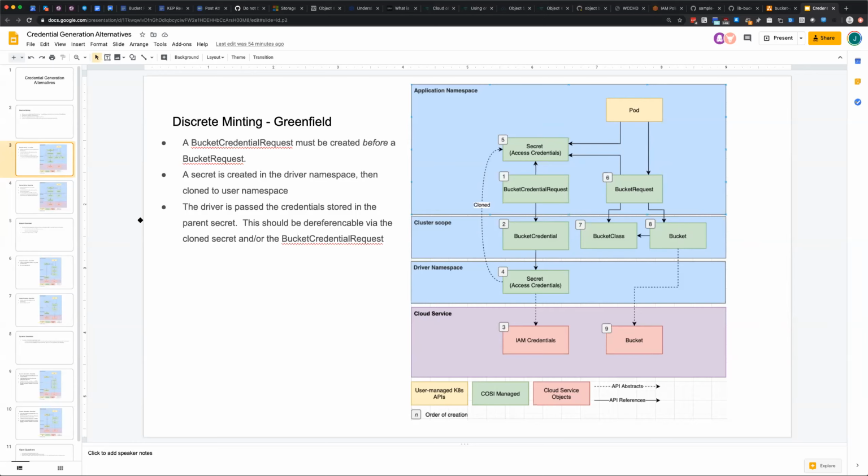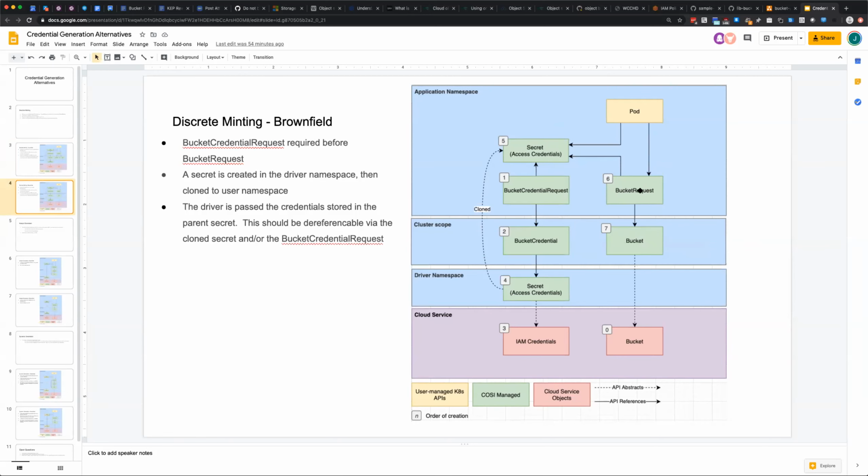So in the brownfield case, I don't really have a need for the bucket request, in my head. This is how I was thinking about it. If my bucket credential is for access to a bucket, then I would just reference that bucket directly. It would make the bucket request kind of redundant. And the way I saw it was that greenfield would be referencing bucket requests, and brownfield would be referencing bucket credential requests. You have this weird split in workflows that was jarring to my mind.